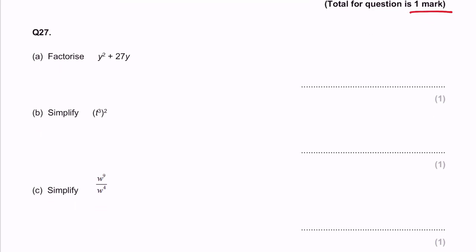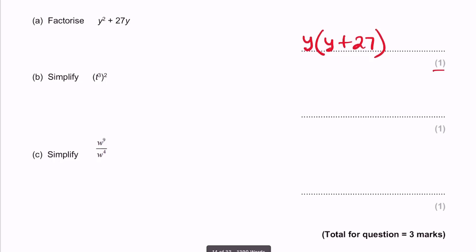Another factorization question. y is a common factor. There's no other common factors. So that would be y plus 27. 1 mark. t cubed to the power of 2, multiply out the powers, so t to the power of 6. Dividing, that means we take away the powers, so 9 take away 4, which is w to the power of 5, and that's altogether 3 marks.